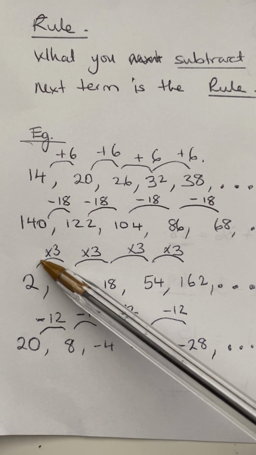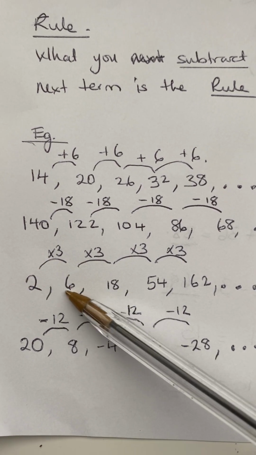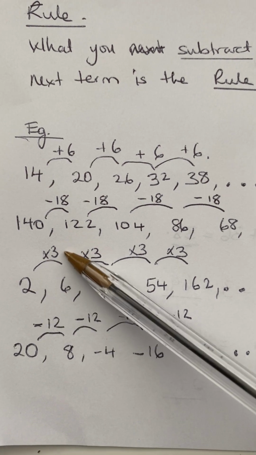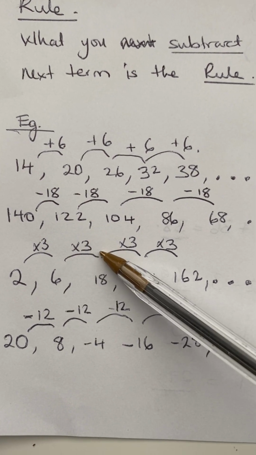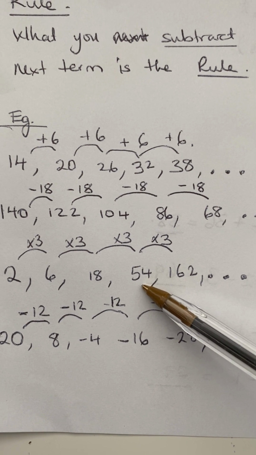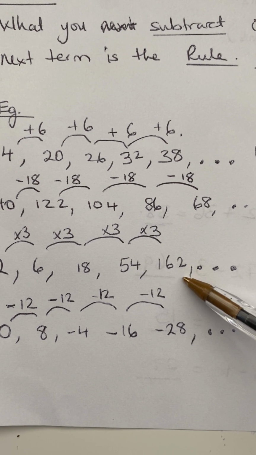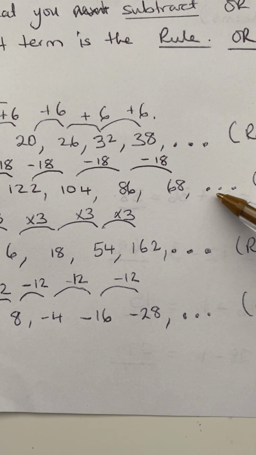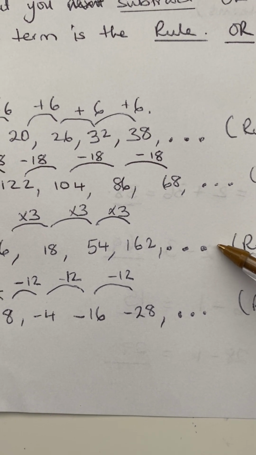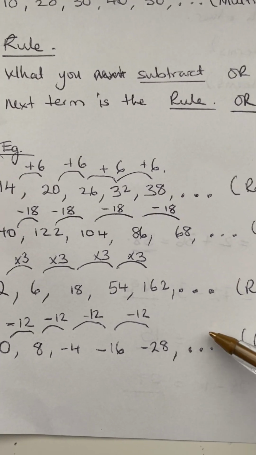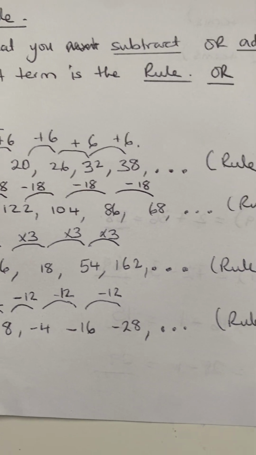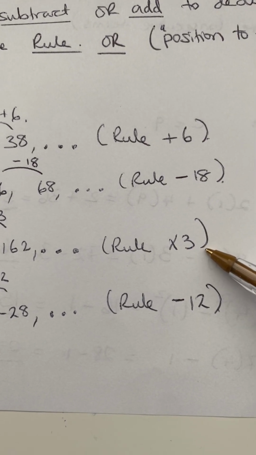Now here, our first term is 2, our next term is 6. So here is times 3. So 2 times 3 is 6. 6 times 3 is 18. 18 times 3 is 54. 54 times 3 is 126. All these terms, because there are 3 dots, they are called infinite. They don't terminate. If they are finite, it stops. But this one can go on and on and on. So the rule here is times 3.